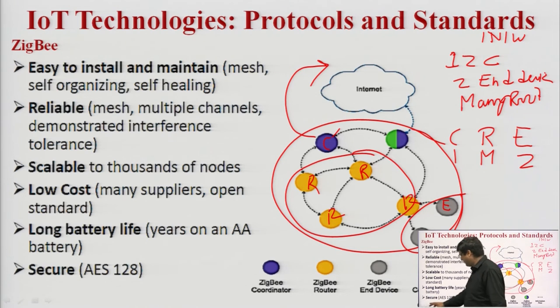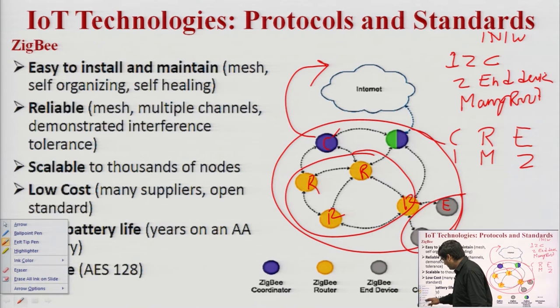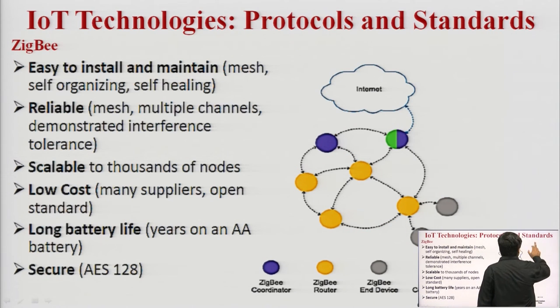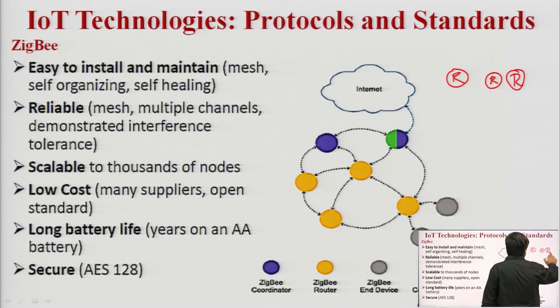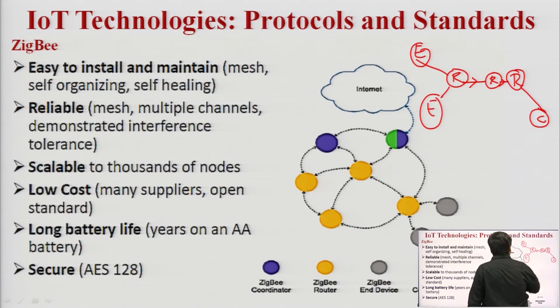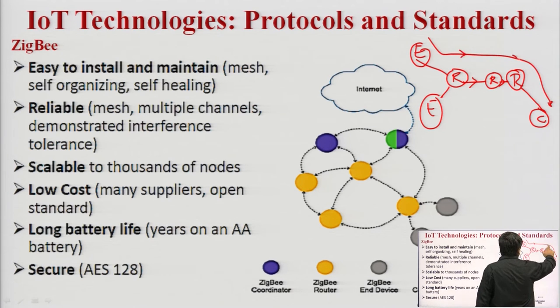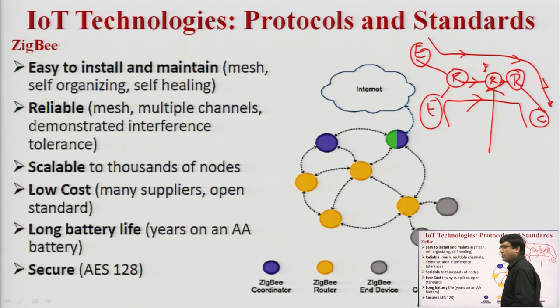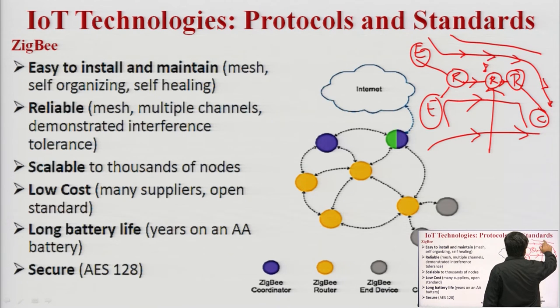What is the meaning of the mesh network? We will look into it in more detail. I am erasing the contents here. For example, I am creating one network. This is a router R, this is another R, and another R, this is the coordinator node, and this is the end node. This is a general network. If we have to transmit the information from this end device to the coordinator node, like this, or maybe like this, all this communication depends upon this router. If this router fails, what will happen? We cannot transmit the information from the end device to this device. This network will fail.